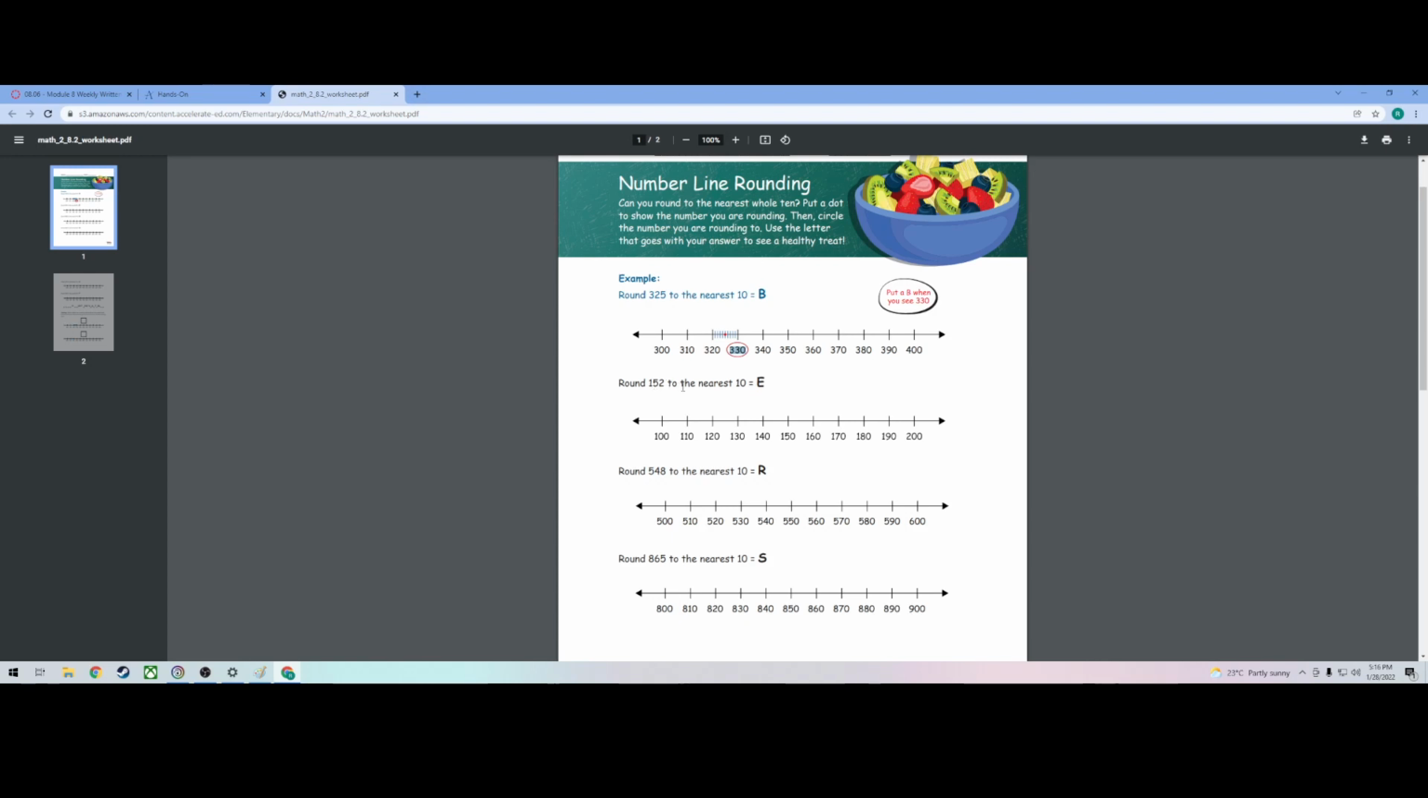Round 152 to the nearest 10. Where is 152, Baba, on the number line? I have 150 and 160. So 152 will come here. Rounding it to the nearest 10 is 150.